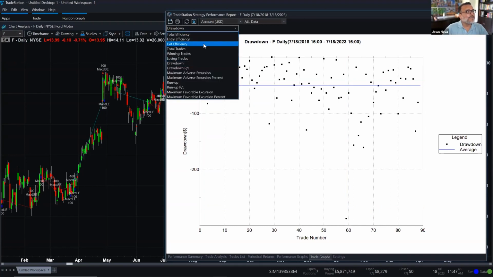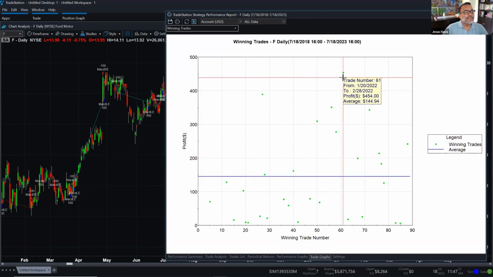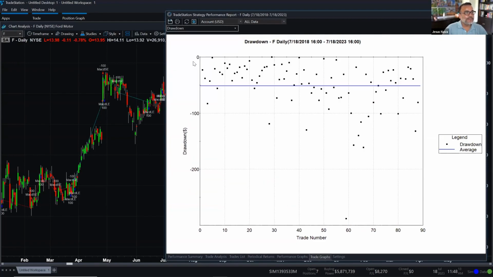I'm going to go here to my winning trades and grab trade number 61, which is a profitable trade. It made a profit, you can see it right there, $454. It was the largest winning trade. But I want to see what the drawdown of this trade was if I look it up on the other graph. Trade number 61. Let's look it up here on drawdown. I'm going to find trade 61. Here we go. The drawdown was $100.